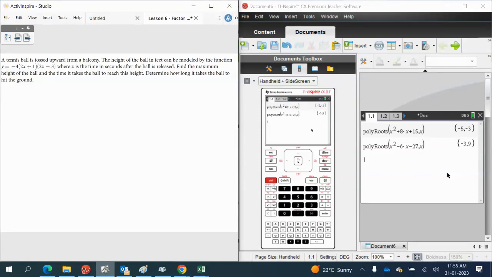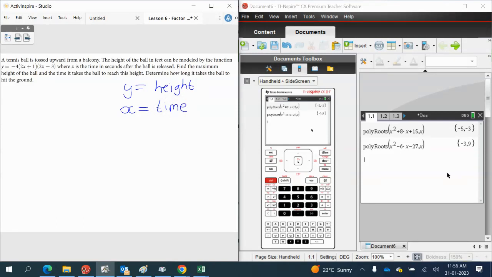Okay, so this is a problem-solving question. What we need to do is unpack this paragraph and understand the problem a little better. We have a tennis ball tossed upwards from a balcony. The height of the ball in feet is going to be expressed by this model, where x is the time in seconds. So we've got a y value and an x value. What does the y value stand for? The height. This is the height of the ball. What does the x value stand for? Time, in seconds.